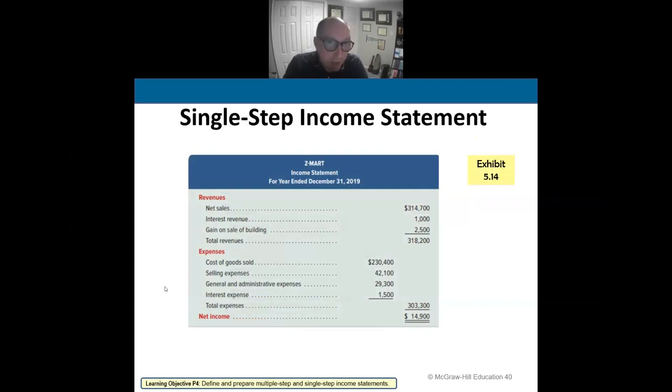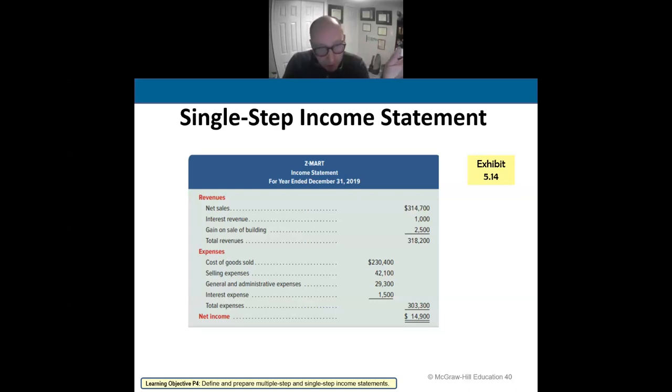A single-step income statement is kind of like the collapsed version. It doesn't show us gross profit. It shows us revenue minus expenses equals net income. And a part of expenses is cost of goods sold. That's on the single-step income statement.